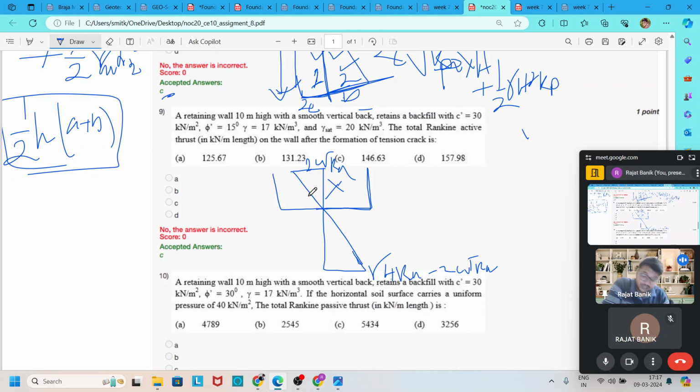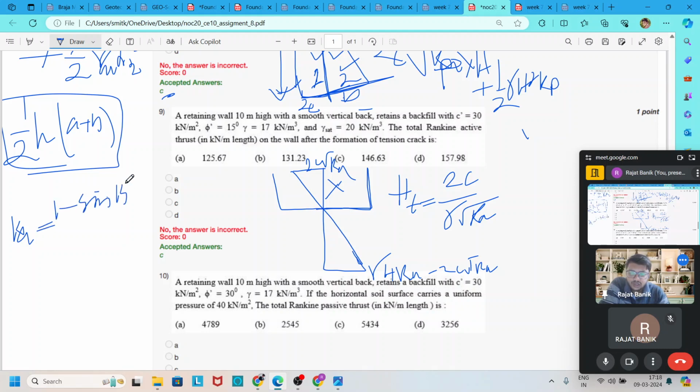So first we find out the height of the tension crack. We know that the height of the tension crack, HT, is equal to 2C divided by gamma root over Ka. First find out the Ka. For phi of 15 degrees, Ka is equal to 1 minus sine 15 degrees divided by 1 plus sine 15 degrees, and it becomes 0.59.